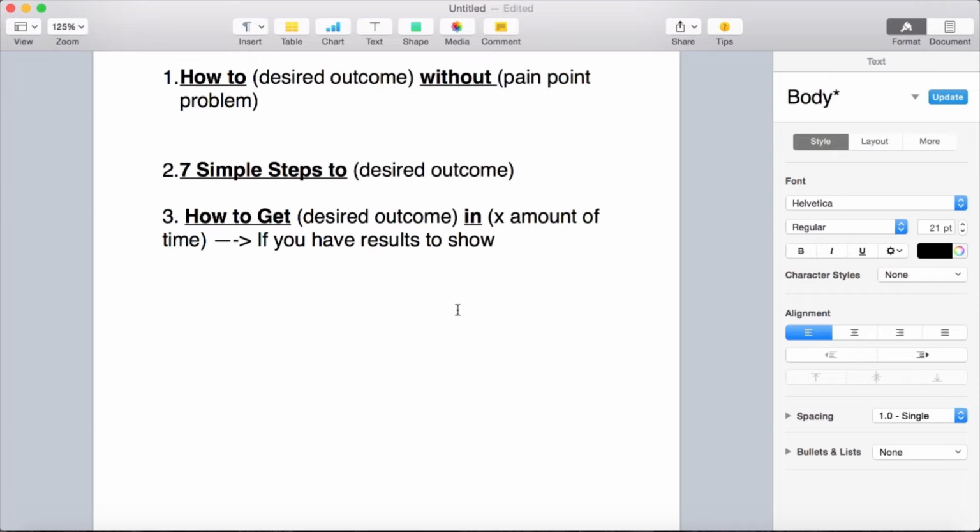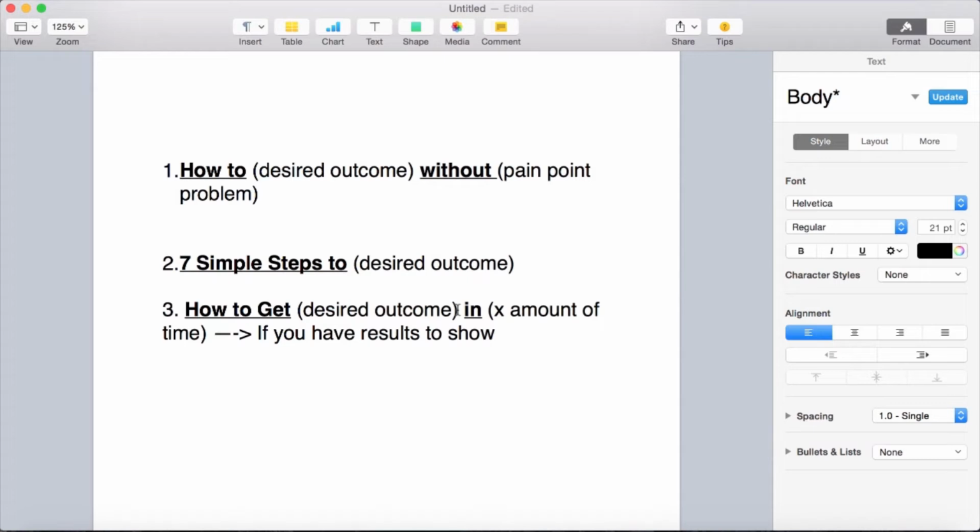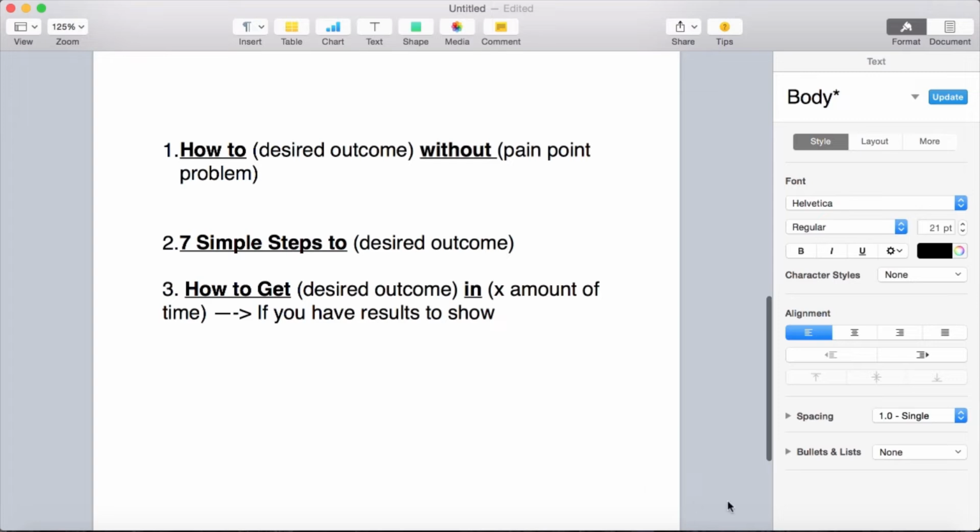The third way: how to get the desired outcome in X amount of time. How to successfully sell $100,000 on Amazon in 90 days, how to successfully build an Amazon business in 90 days, right? And so if you have results to show, this would be the bait that would work best for you, okay? So let's go now into looking at, actually I do have creatives here for you.